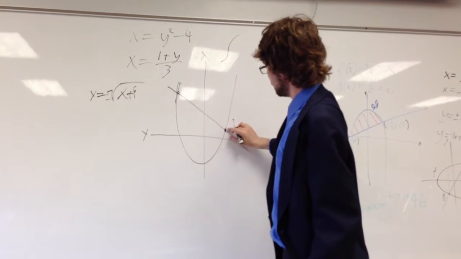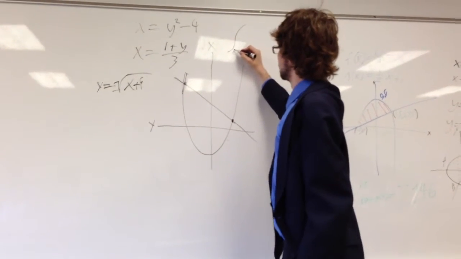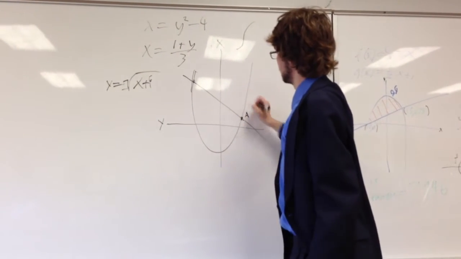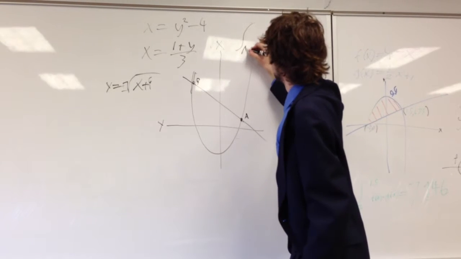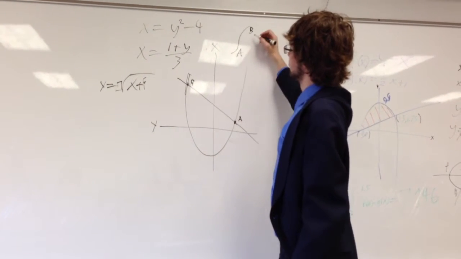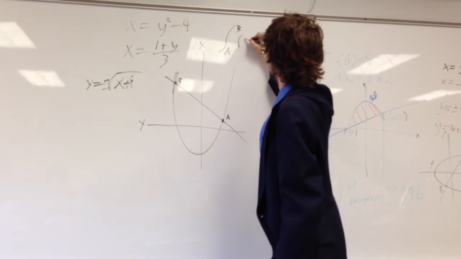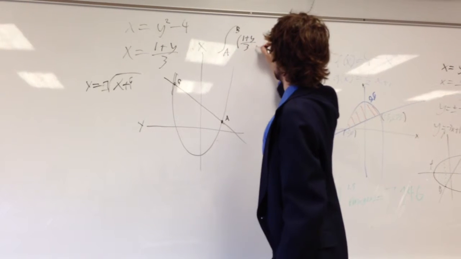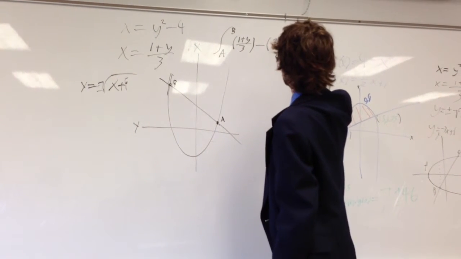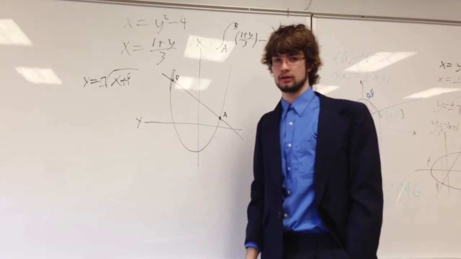the y-coordinate of the left, or sorry, no, the y-coordinate of the right, so A, B, and then the top, which is 1 plus y over 3, minus the bottom, which is y squared minus 4. Yes, and then you just integrate that in your calculator.